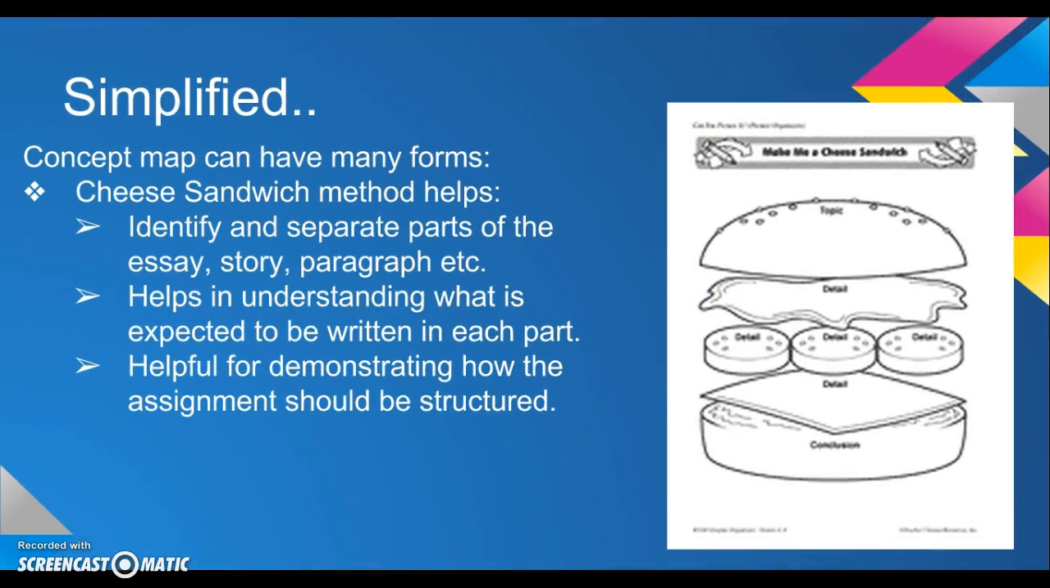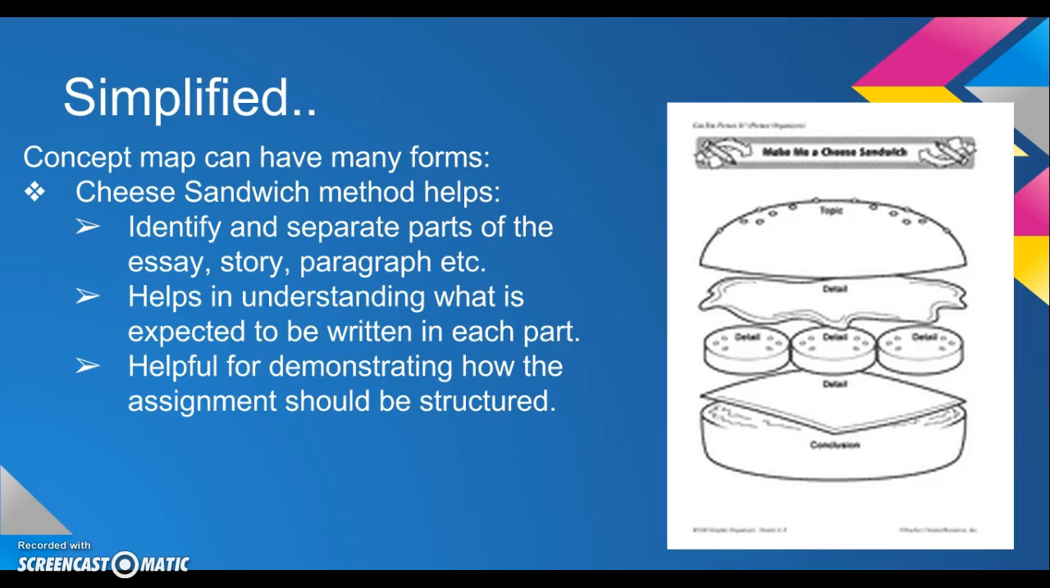The organizer can have many forms. This cheese sandwich, for example, is simplified for lower grade level and consists of the main idea, detail, which is usually the 3 paragraphs or supporting evidence, and the conclusion. This version of a concept map can help students identify the topic and differentiate between the different parts of the assignment, such as details and conclusion.